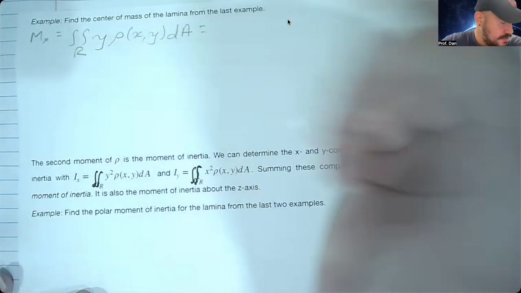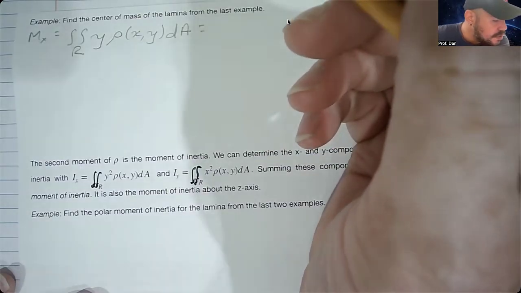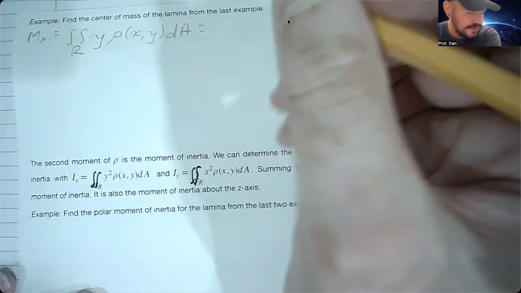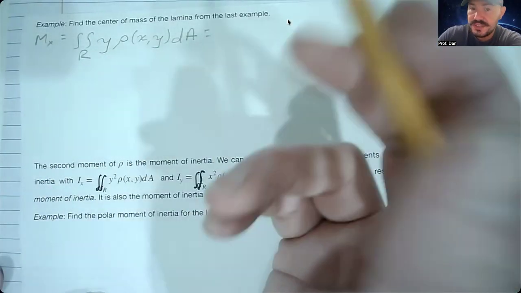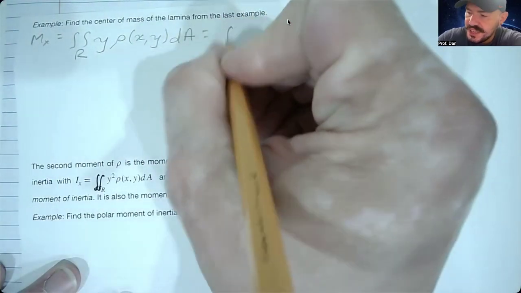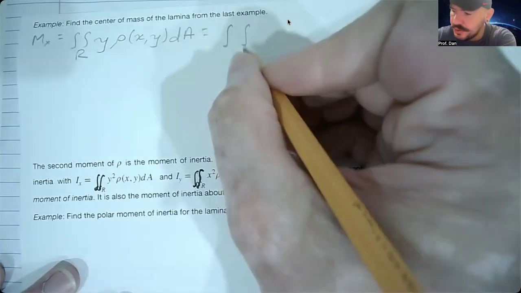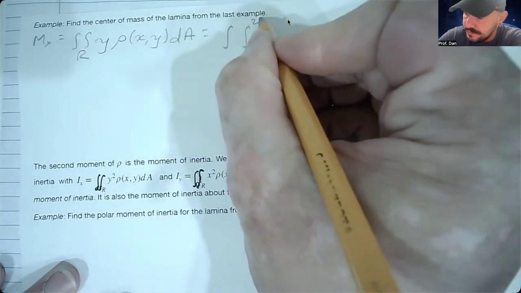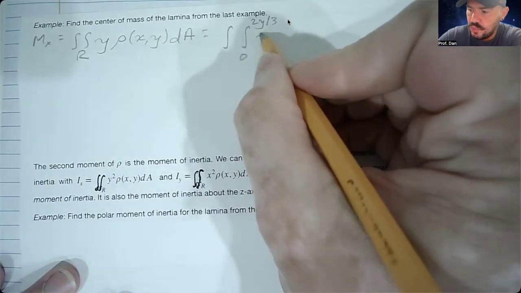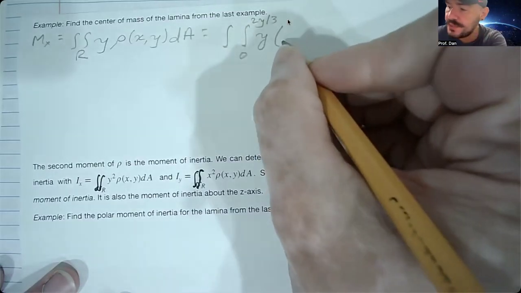So if I choose the easier path, which was back here, where was it? Yeah, the easier path, which to me was the second one I showed you, we would have our bounds set up as the integral from 0 to 2y over 3, all right, of y times the density function, which was 2x plus y.